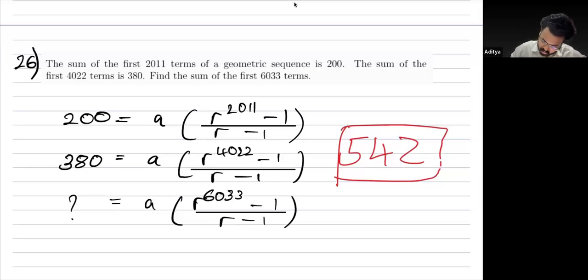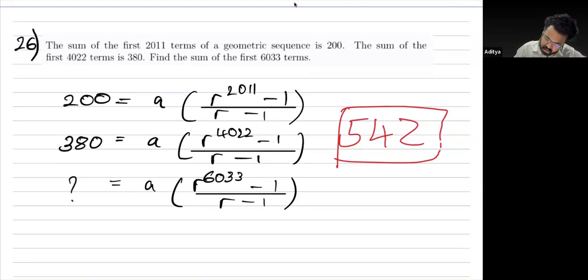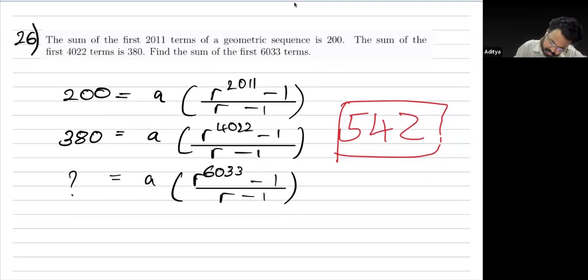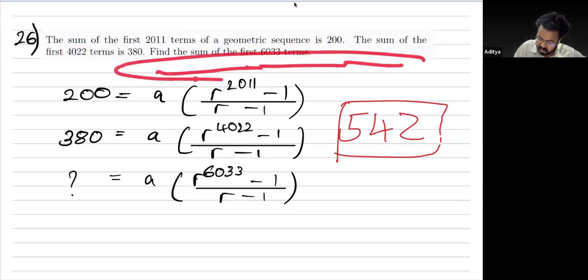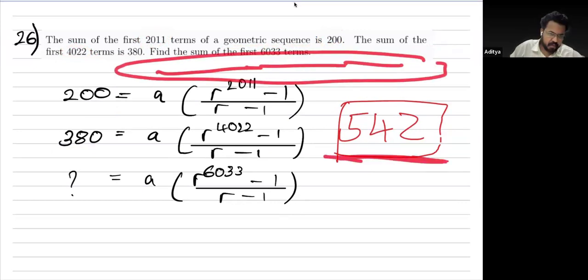Okay, last class in the AMC 10, 12 seminar, I had left off at this question: the sum of the first 2011 terms of a geometric sequence is 200. The sum of the first 4022, which is the next 2011 and the first 2011 included, is 380. Then you are asked, for three times that sequence length, what is the entire sum? It turns out it is 542.